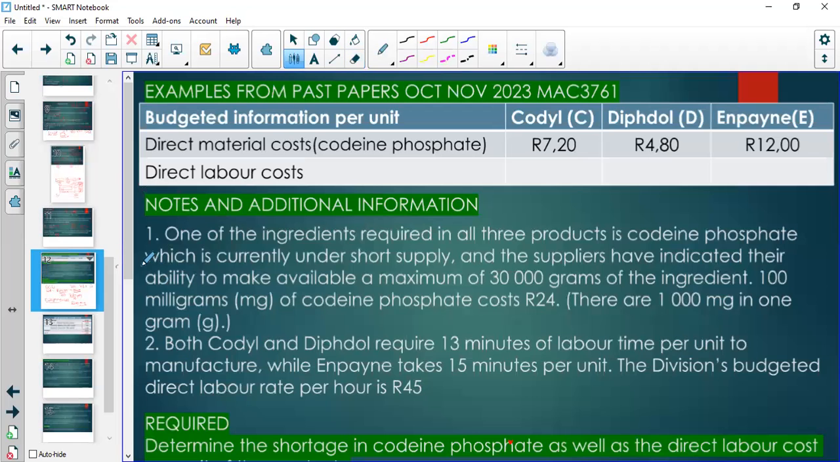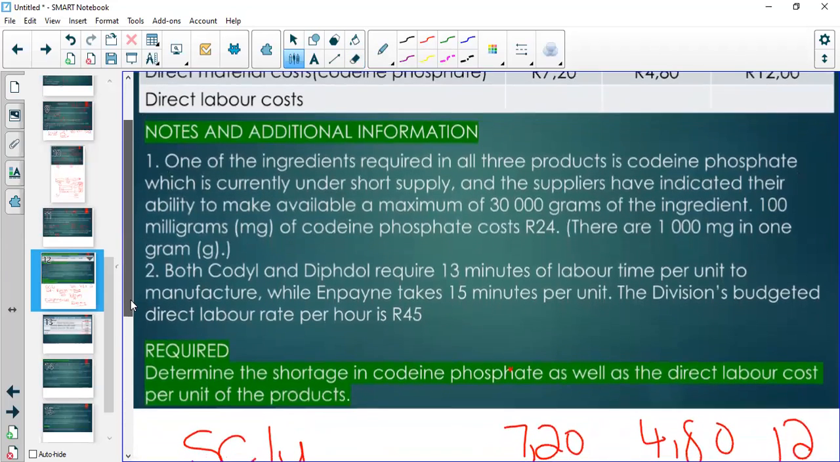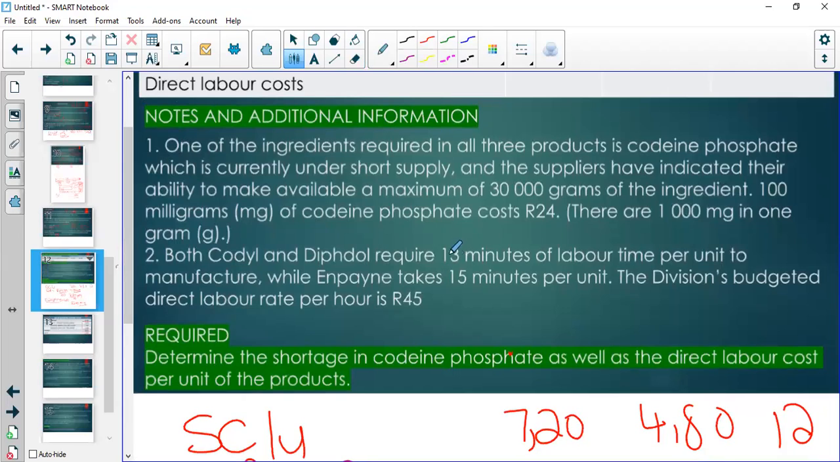So this is rather simple. The question was about labor. It says 13 minutes of labor time per unit, so this is the standard quantity. We are measuring how much it takes. Standard quantity could be liters, meters, seconds, kilograms, or whatever, the quantity needed of the input. So this is 13 minutes per unit, and that's the standard quantity.